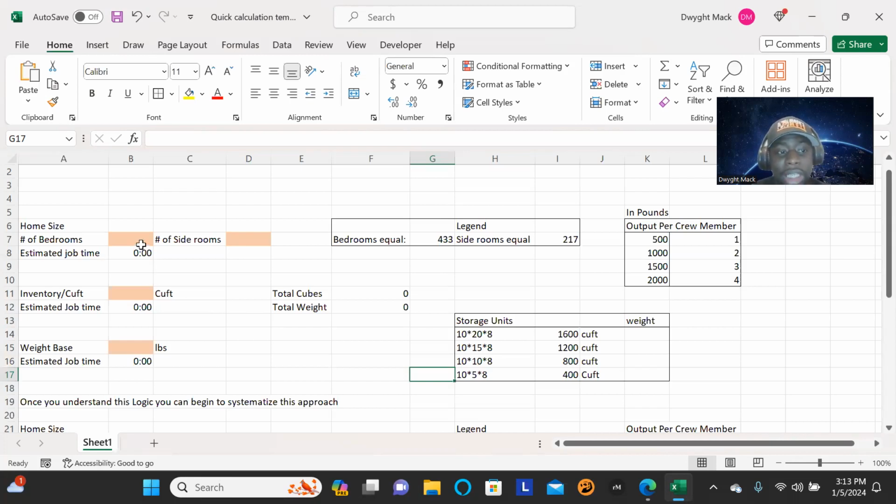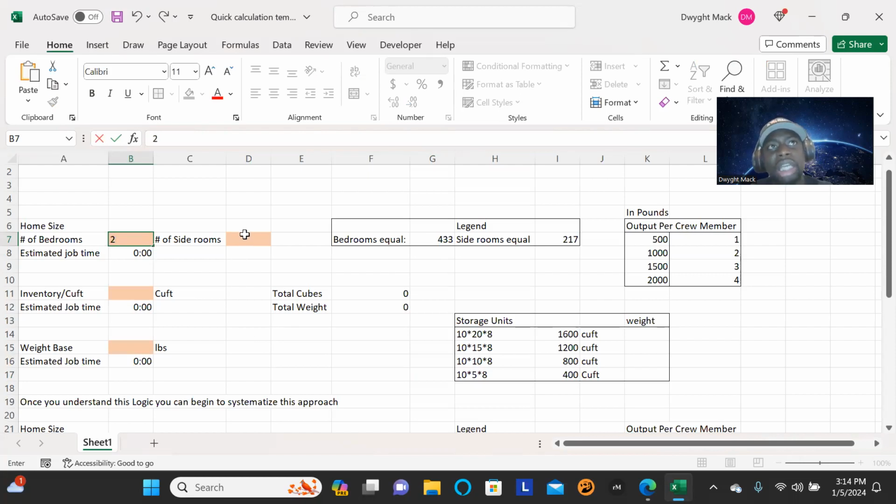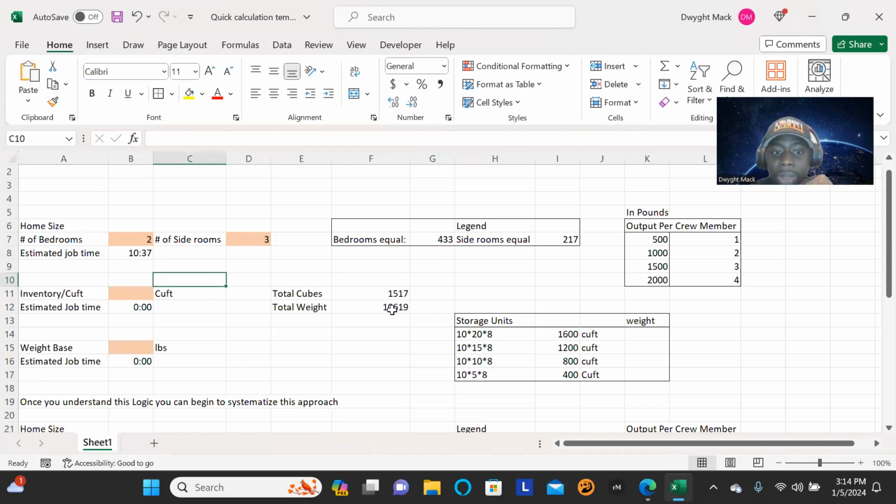Once you create something like this, you say, well, hey, the customer said they had 2 bedrooms. And we said they had the attic, a basement, and a garage. So they have 3 side rooms. In total, we have 1,517 cubes, a total of 10,619 pounds. In this case, it's going to take 2 guys, because this is off a 2-guy time frame, 10 hours and 37 minutes.